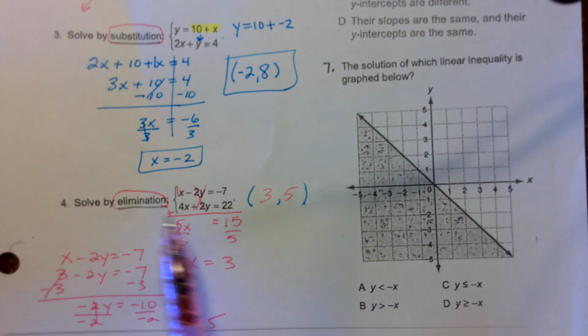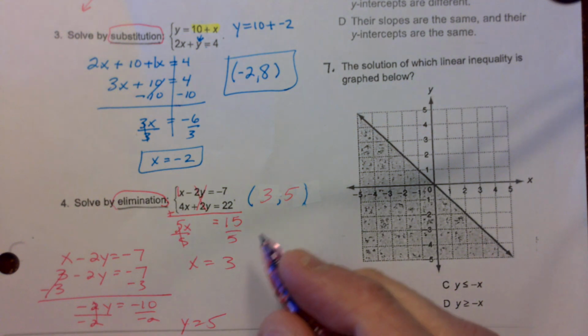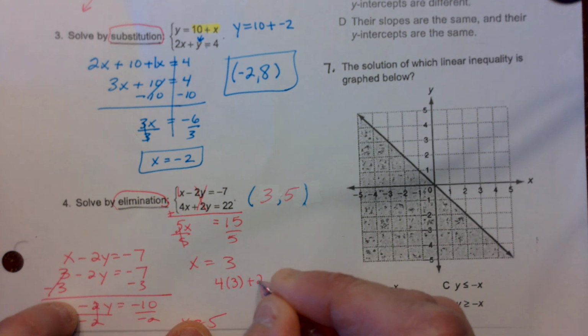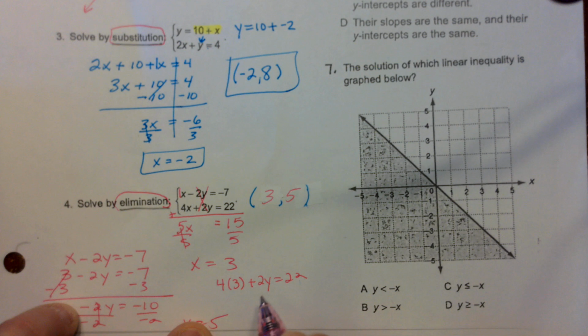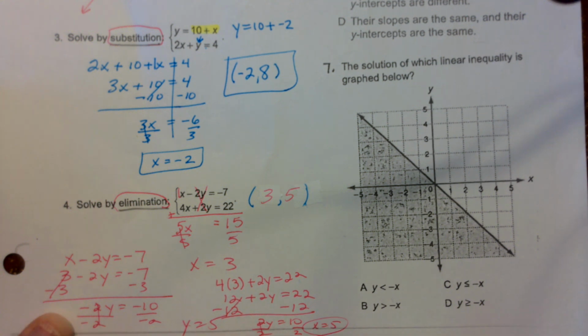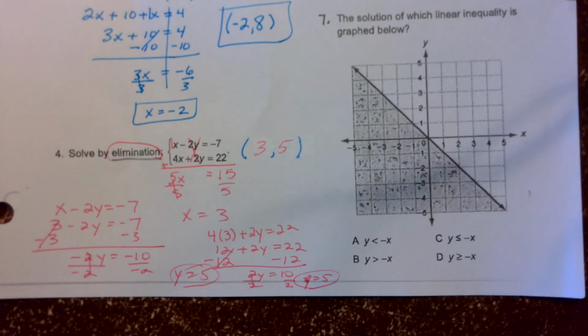You could have taken the second one. Maybe you don't like the subtraction and dealing with the negative, so you grab the second one. That's fine. I'm just going to show you how that works out. So you have 4 times 3 plus 2y equals 22. So 12 plus 2y equals 22. Minus 12 on both sides. 2y equals 10. Divide by 2, and y equals 5. So that works out that way. It doesn't matter which one you pick.